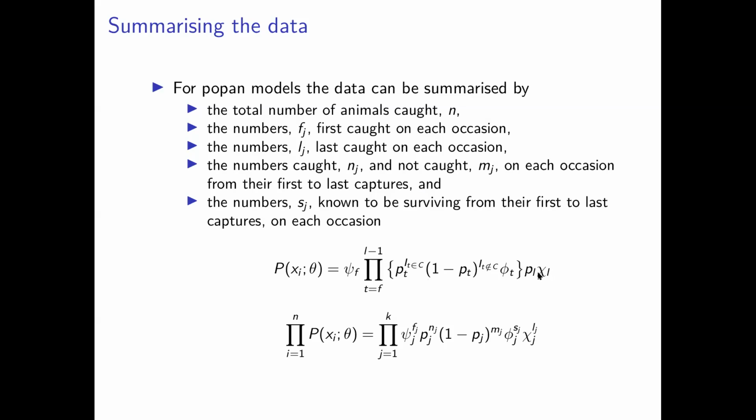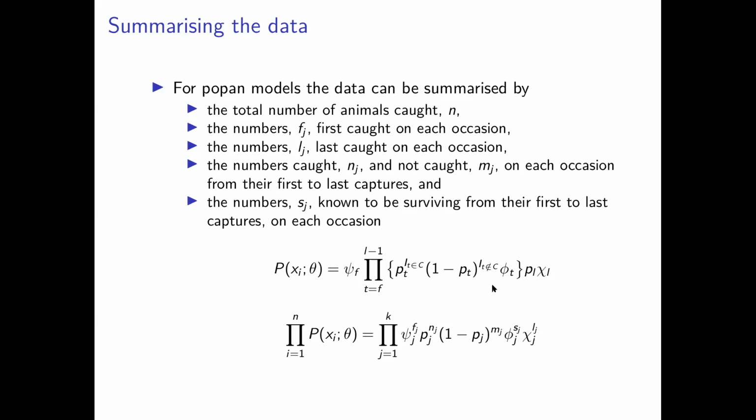And then there's the chi sub L parameter. So remembering that psi sub f is the probability of not observing the animal before its first capture occasion f, and the fact that it's in the population at occasion f. And chi sub L is the probability of not seeing the animal again after its last capture on occasion L, given that it's in the population at occasion L.